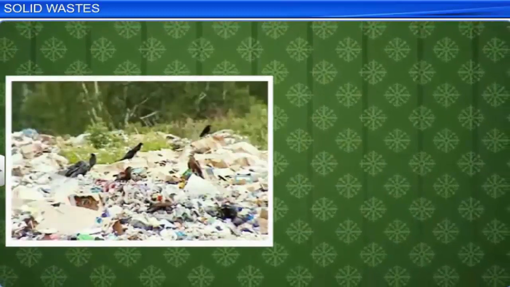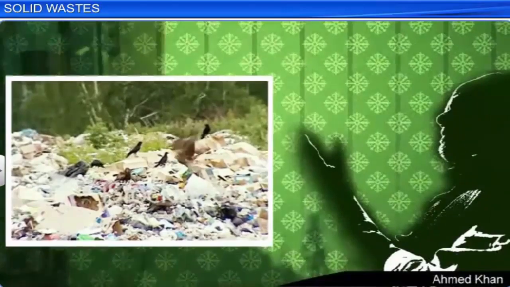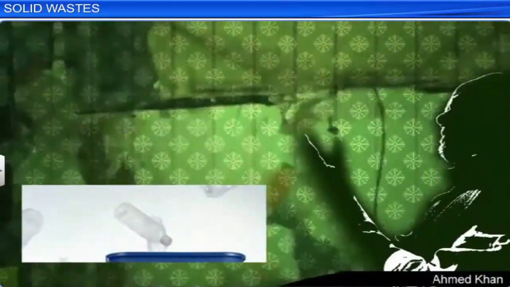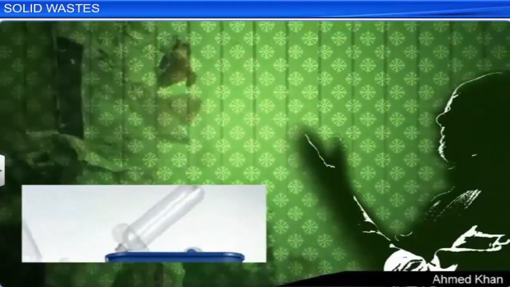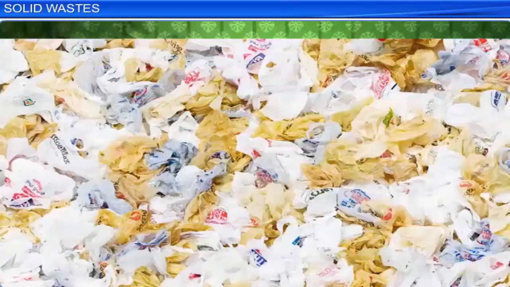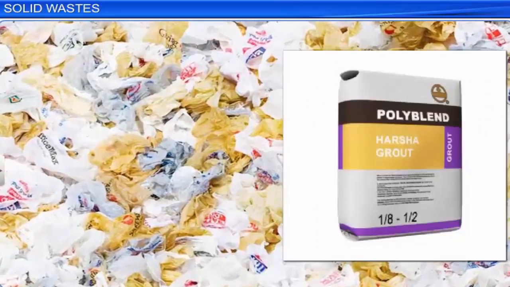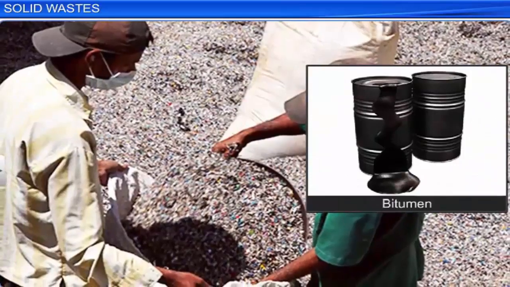A highly commendable effort taken by Ahmad Khan, a plastic sack manufacturer in Bangalore, is worth mentioning. He found an impressive solution to beat the ever-increasing problem of plastic waste. About 8 years ago, his company developed Polyblend, a fine powder of recycled modified plastic. This material was mixed with bitumen and used in the construction of roads.